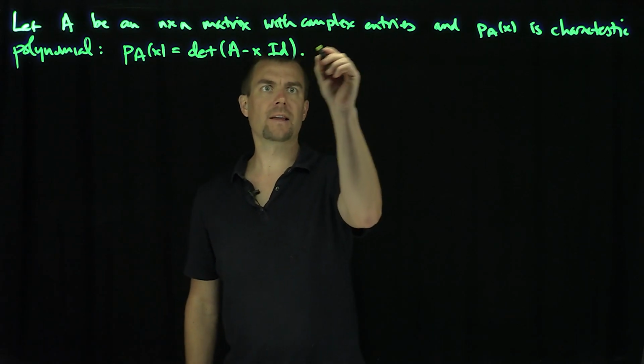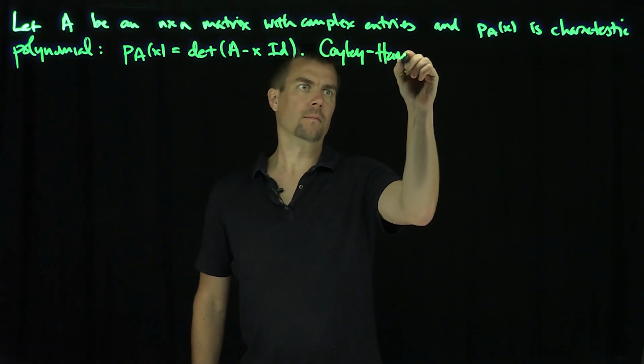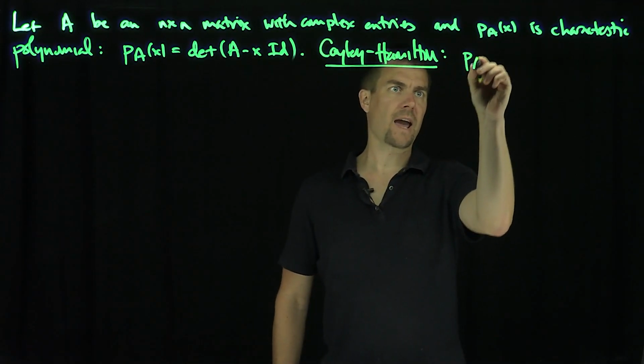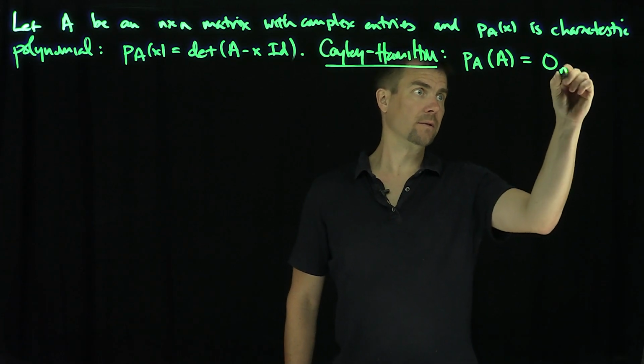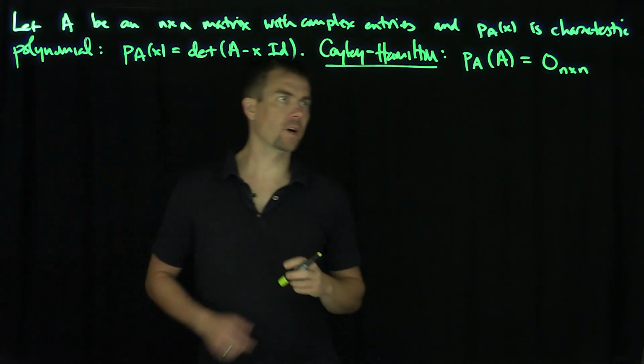All right, then the Cayley-Hamilton theorem states that P_A of the matrix A is the zero matrix. Excellent. So how do we prove this?